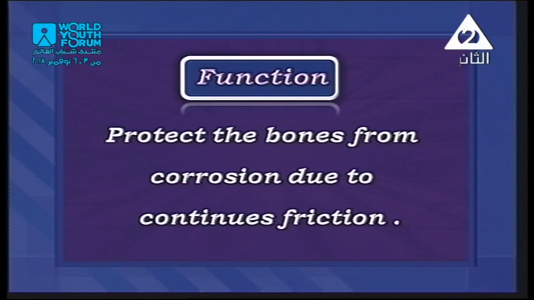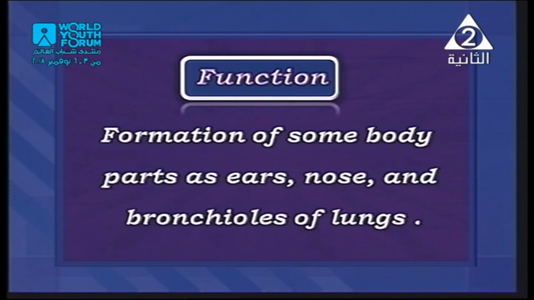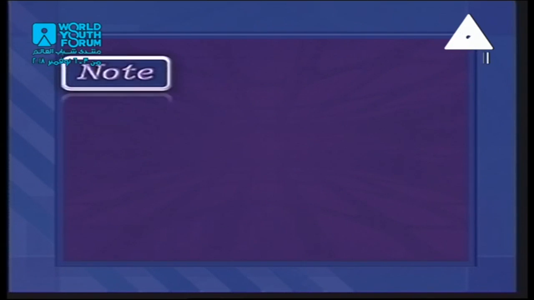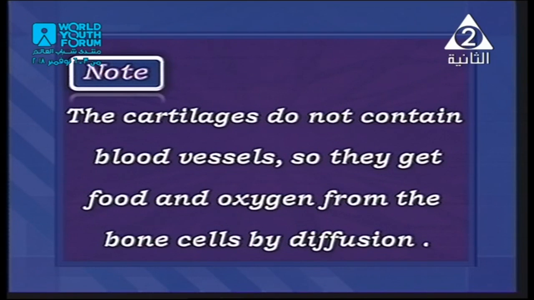And also, what do they form? Yes, they form some body parts like the nose, ears, and bronchioles of the lungs. And the last piece of information about the cartilage: they do not contain blood vessels. So they get food and oxygen from the bone cells by diffusion.